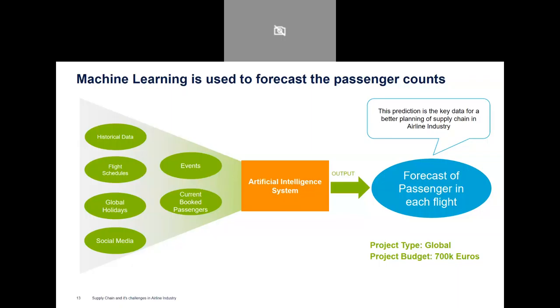Just some more details about my project. This is a global project, and as it was a global project, the budget was pretty high. We had a budget of around 700,000 euros, which roughly translates to about 5.5 crores of Indian money. It's a really huge project because it has a really valuable figure in the supply chain.